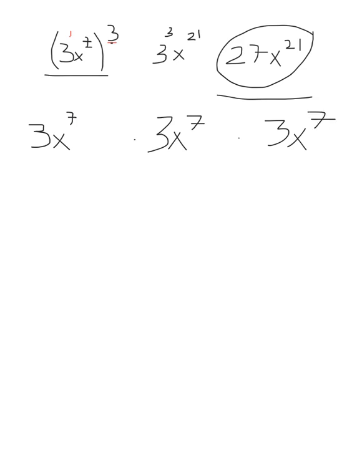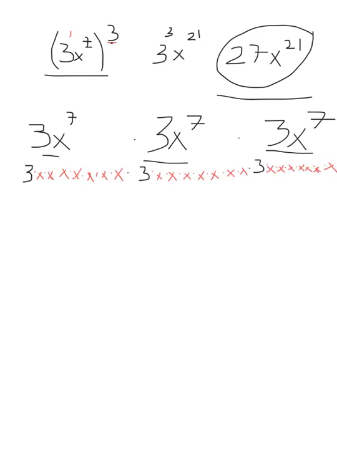Now we can break each one of these terms down further in expanded form. So 3x to the 7th in expanded form would be 3, and then we'd have times x times x times x 7 times. So I just wrote the expanded form for each one of those 3x to the 7ths. Now notice we're applying that product rule. In other words, we're multiplying all of these terms together.